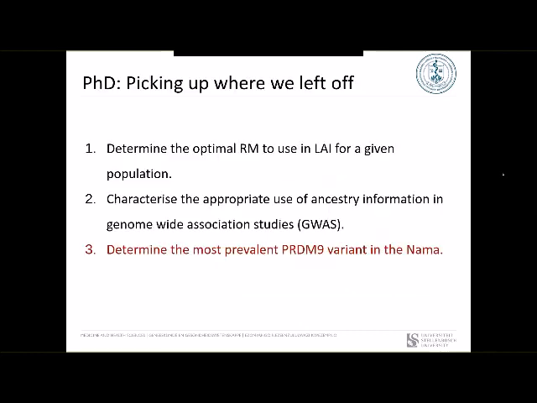For my PhD project, I aim to do the following. I would like to determine the optimal recombination map to use in local ancestry inference for a given population. I'd like to characterize the appropriate use of ancestry information in genome-wide association studies. And finally, I'd like to determine the most prevalent PRDM9 variant in the Nama. Given the time, I'd like to focus on my initial results for AIM3.